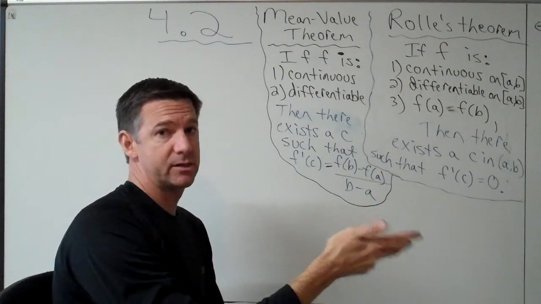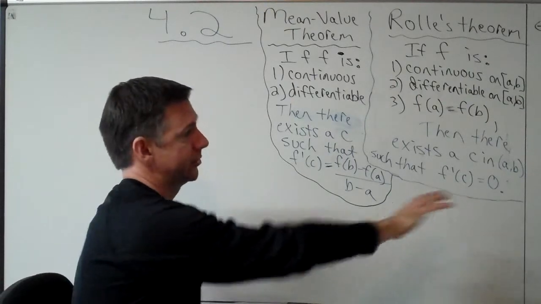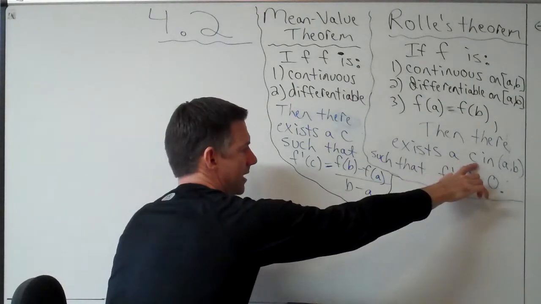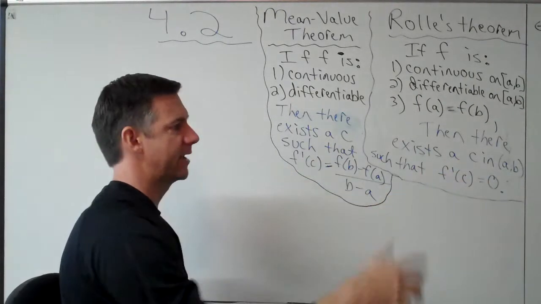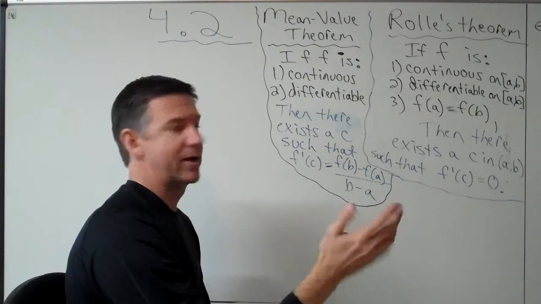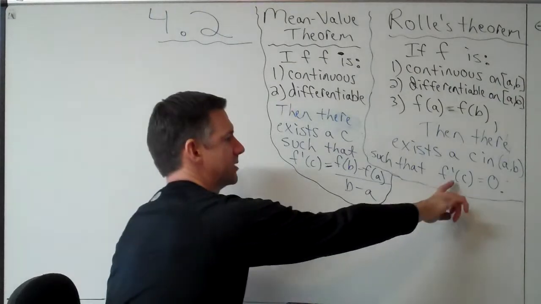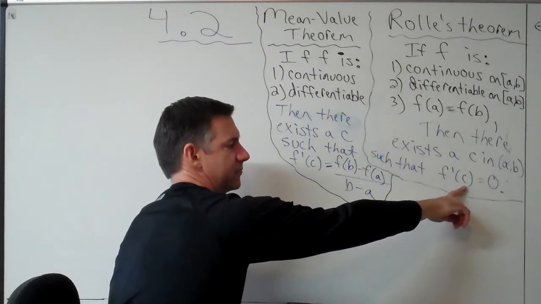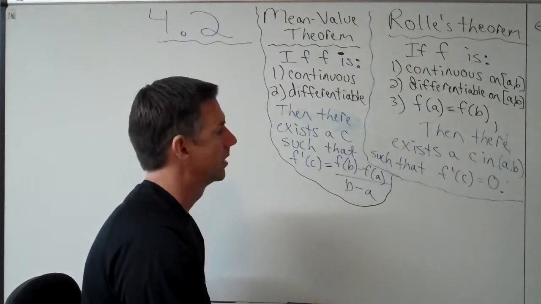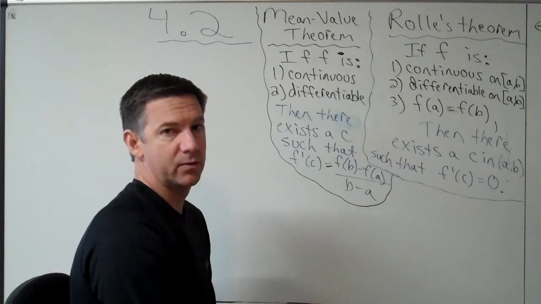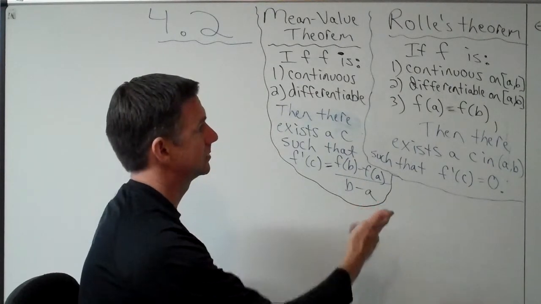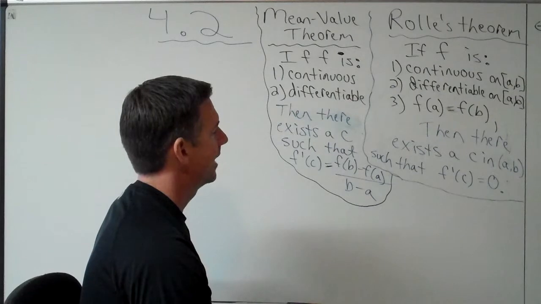If all of those things are true, then Rolle's theorem says that there has to be a c value or an x value. A c is just an x value. So there has to be a c value in the interval such that when you find the derivative at that particular spot, the derivative actually equals 0. So that's Rolle's theorem. We'll do an example of that.